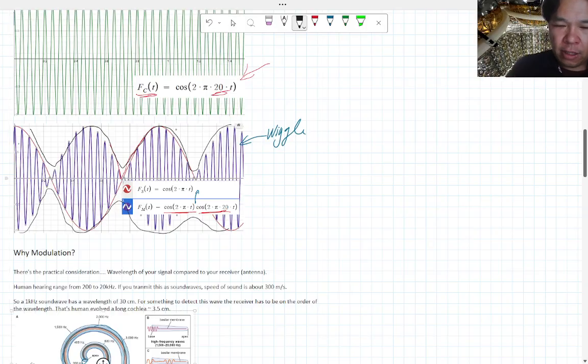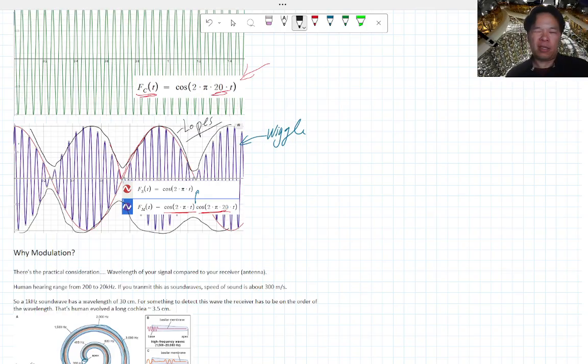Okay, so the black, the lobes, let's call it lobes, not loops. The lobes are kind of the similar frequency to what your signal is. The wiggles are from your carrier, okay?